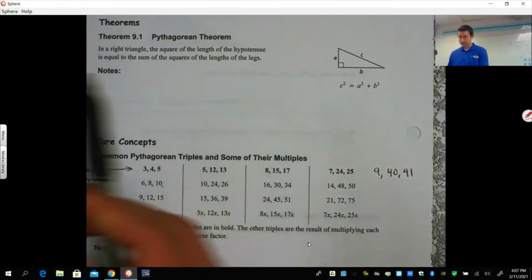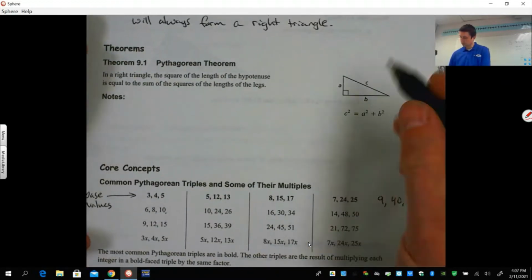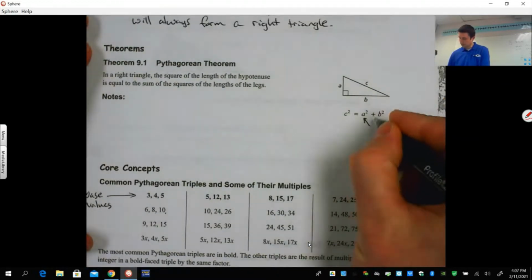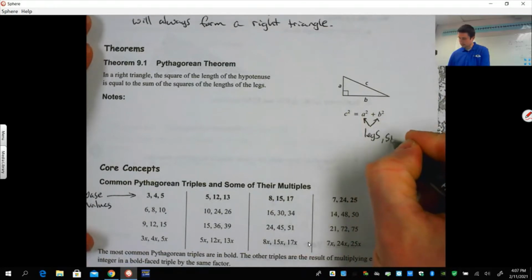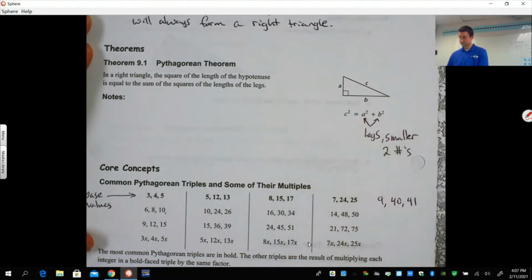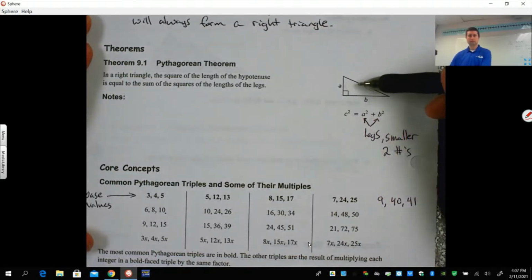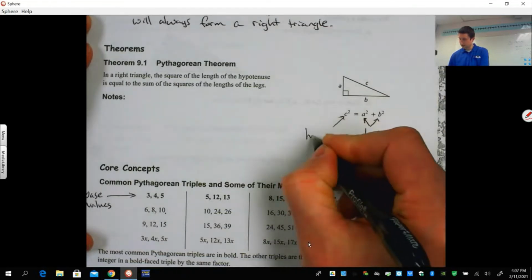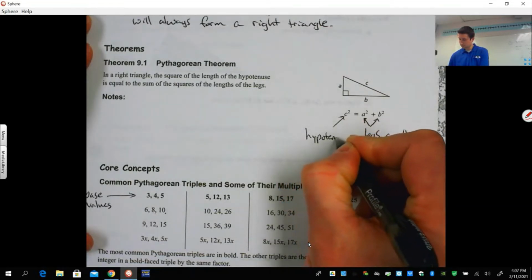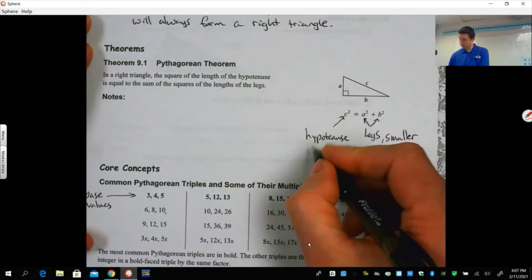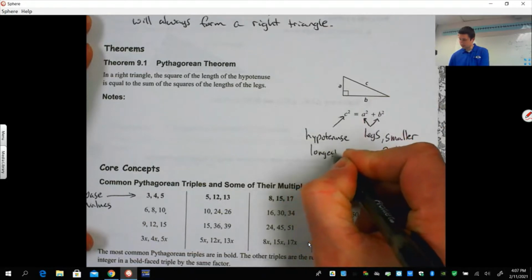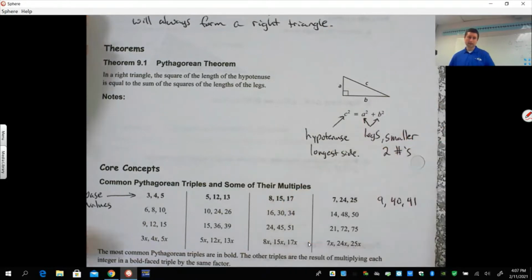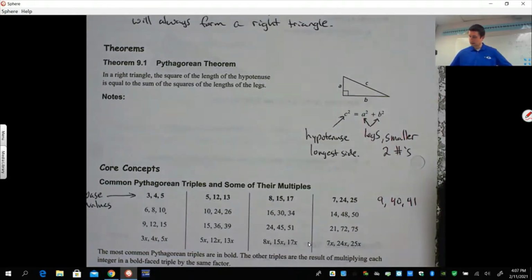So we have the Pythagorean Theorem, which we've seen before. Remember these two, they're referred to as the legs, and they're the smaller 2 numbers. Okay, so A and B form the right angle, they're called the legs. C is called the hypotenuse, and it is the longest side. Okay, it is the hypotenuse, and it is the longest side.